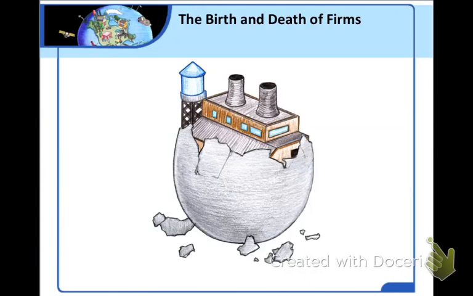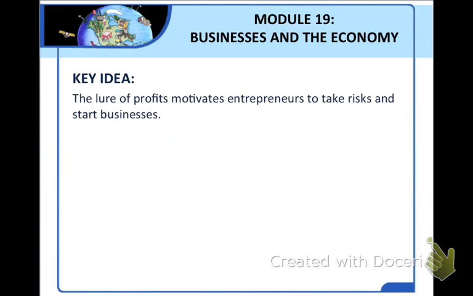In this module, we will discuss the reason for firms' existence and the role of entrepreneurs in firm birth and survival. So we're going to focus on a number of different ideas. The key idea that we're going to focus on is this one right here. And that is that the lure of profit motivates entrepreneurs to take risks and start businesses. That's why the goods and services we desire are supplied to us, because incentives motivate people to do things. And in the business world, it's the incentive of profit that motivates them to supply us with goods and services.